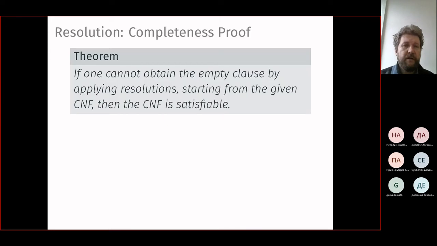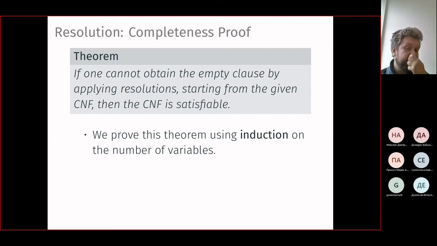Email is easier. So now we do some math, a completeness proof for resolution. If one cannot obtain the empty clause by applying resolutions, then the CNF is satisfiable. So this is the hard part. It's actually if and only if, right? If you can obtain the empty clause, you are not satisfiable. This is easy. But the hard part is that if you cannot obtain it, then you are satisfiable. This is unobvious because it means that the resolution rule is strong enough to capture all possible contradictions.